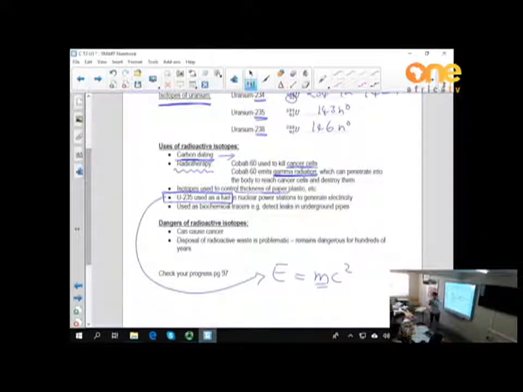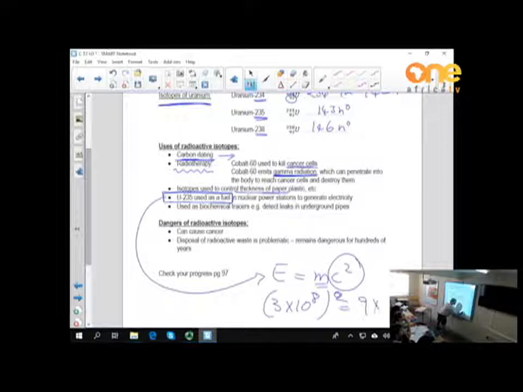But even though the mass of the particle is very tiny, this is the speed of light. And the speed of light is 3 times 10 to the power 8 meters per second, so you must square it, okay? So it's 9 times 10 to the power 16. So even if you have a small mass, there will be loads of energy given off.